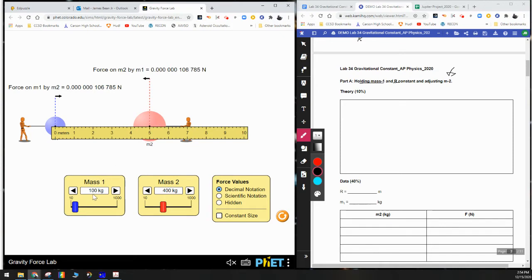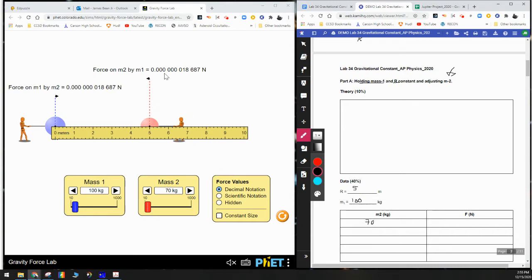My mass 1 is going to be 100 kilograms, let's say. So over here, mass 1 is 100 kilograms. You don't have to use this; you can use whatever you want to. The radius is going to be 5 meters. Now I'm going to adjust mass number 2 to, I don't know, maybe 70. So mass 2 is going to be 70 here, and here is the force.